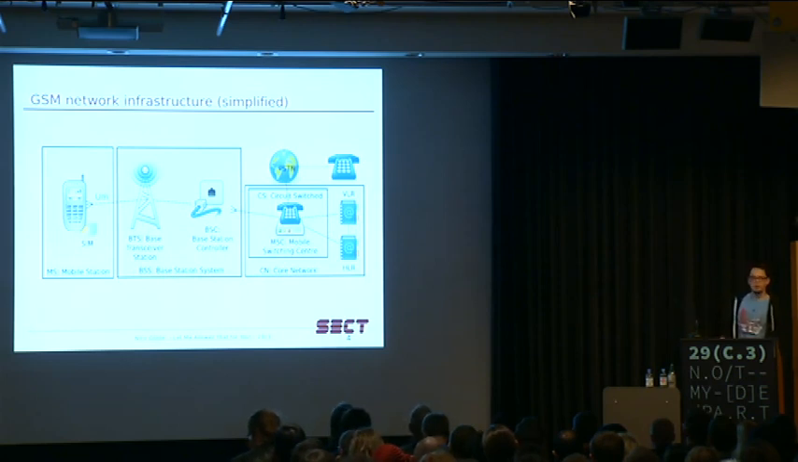The VLR serves the same purpose. Whenever you need subscriber information for a subscriber in some area, you don't want to contact the central entity of the network. You don't want to query the HLR always. So the VLR is pretty much like a local subscriber cache.